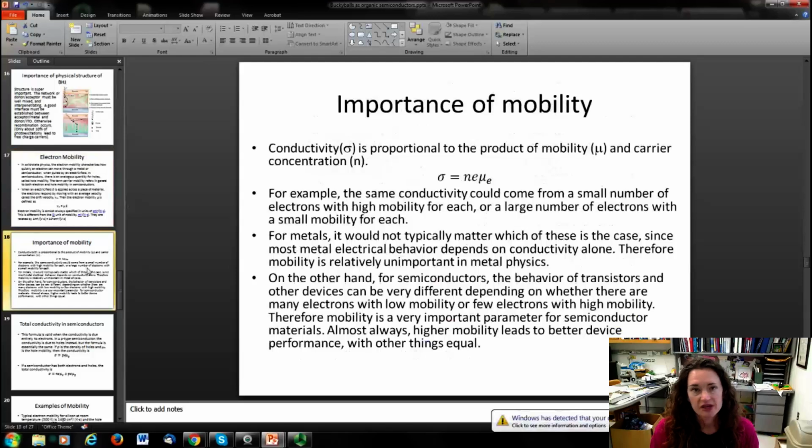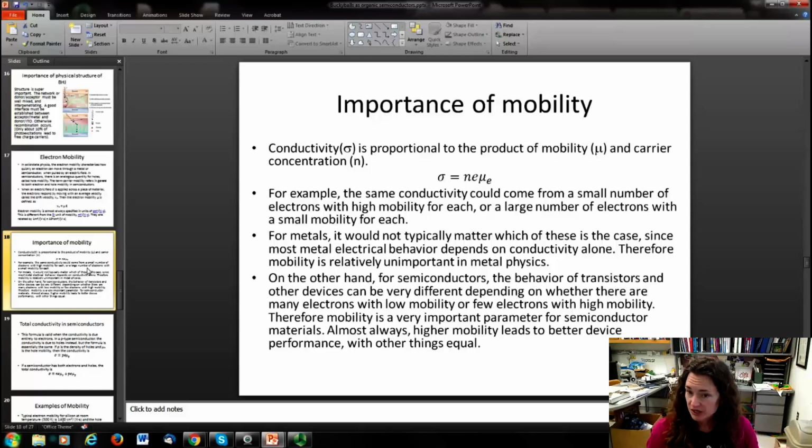So conductivity is actually proportional to the product of the mobility and the carrier concentration times the electron charge. So sigma is going to equal the density of electrons, number of electrons per unit volume, times the electronic charge e times the electron mobility. Okay? So for example, the same conductivity could come from a small number of electrons with a high mobility or a large number of electrons with a small mobility, right? Does that make sense? For metals, it wouldn't typically matter which of these is the case, since most metal electrical behavior depends upon conductivity. And so mobility is pretty unimportant in metal physics.